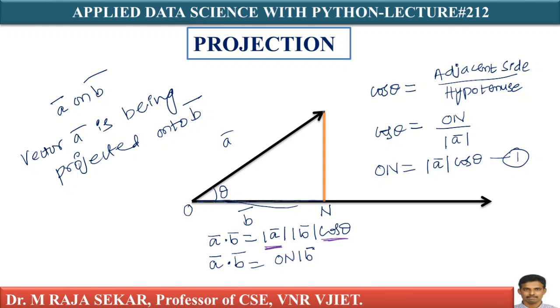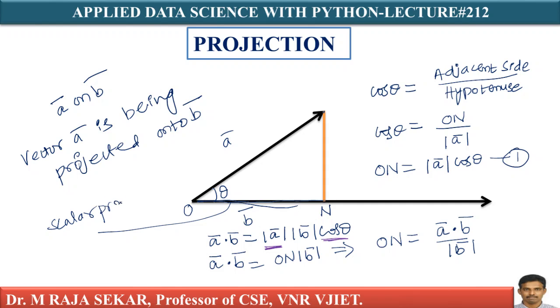Mod B bar. Can I write like this? Yes. From this, what will I write? My ON is A bar dot B bar by mod B bar. Can I write like this? Yes. What is this? This ON is scalar projection. You are projecting A bar onto B bar. That is essentially scalar projection.